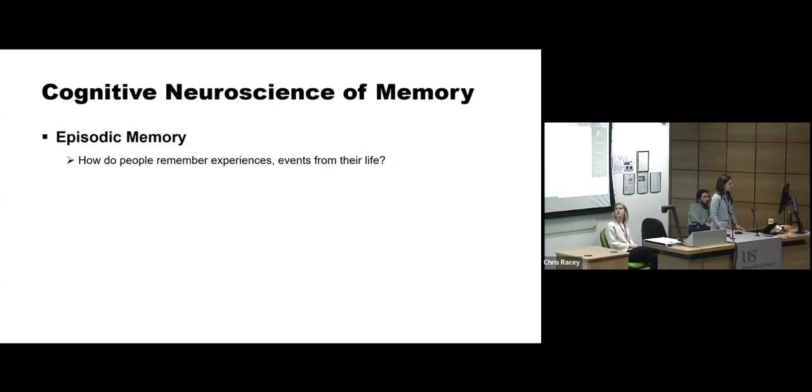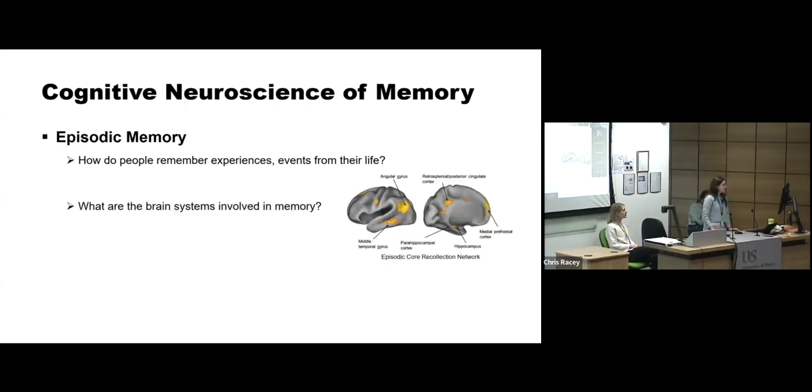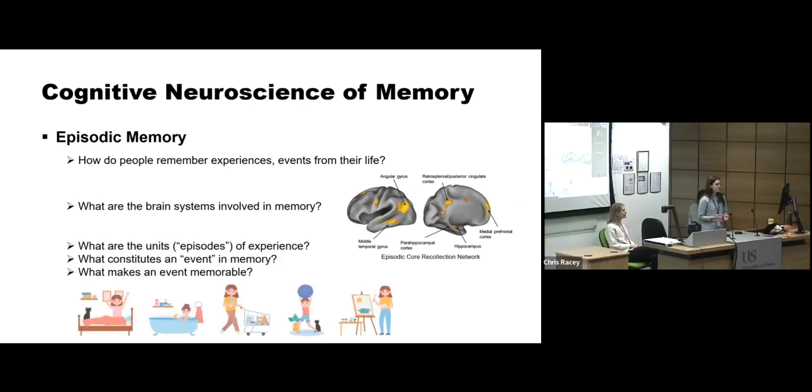So yeah, the overarching question that we ask in our lab is how people remember experiences, events from their lives. And more specifically, we are interested in neuroscience questions like what are the brain systems that are involved in memory, and how each brain region is involved in different aspects of memory. And we are using neuroimaging techniques as well as neuropsychology to investigate this question. But we are also asking questions that are more psychological and related to the mind.